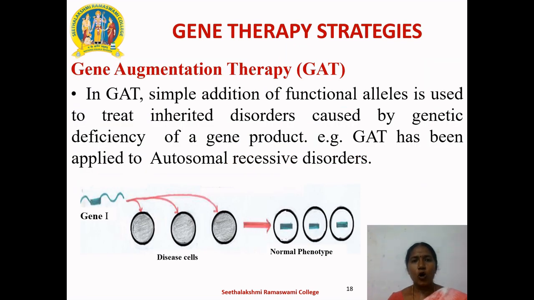The first one is gene augmentation therapy. In this, we are using the gene. This gene will be introduced into the diseased cells, and later it is converted into a normal phenotypic range.